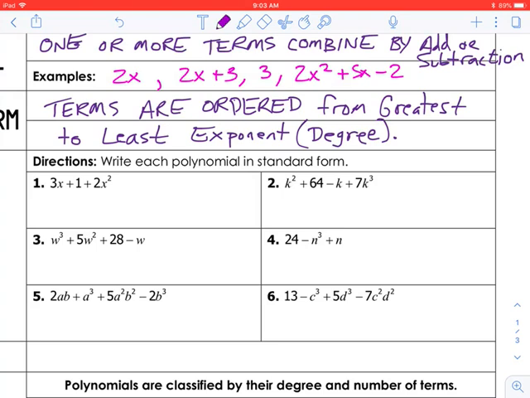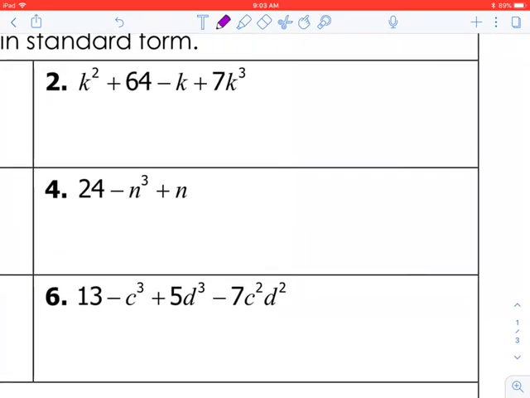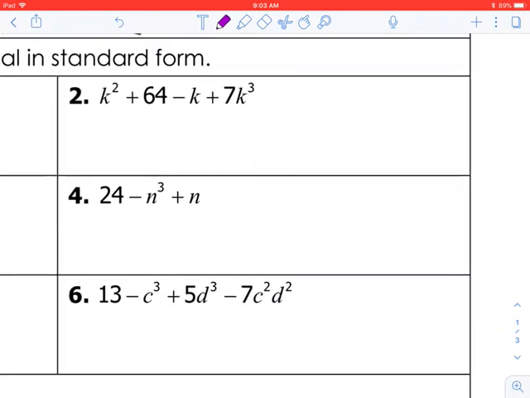So let's put these in order. Okay. So, for instance, let's do the evens here. So number 2, the highest exponent we have is 7k to the third. So I'm going to order that 7k to the third plus k squared is next. Then minus k, and then the very last one's always going to be the one that doesn't have anything. So if you have a constant, that's always last.